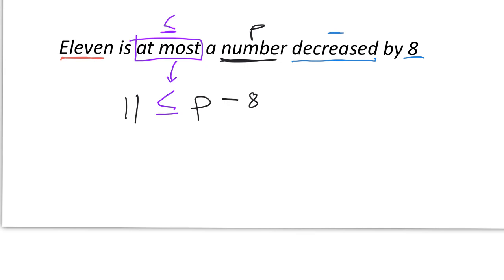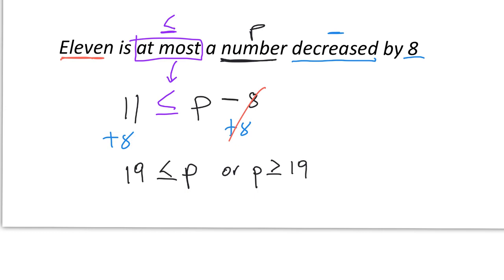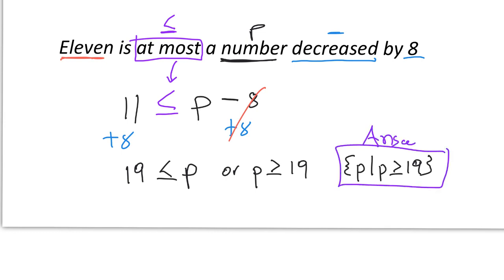So now you can solve. We can add 8 to both sides. You can cancel the 8s. So you have 19, bring down the inequality, less than or equal to p. Or you can say p is greater than, you have to switch the inequality if you switch your answer, greater than or equal to 19. And the set notation will be p such that p is greater than or equal to 19. So that's my answer in set notation. We got our inequality, 11 is less than or equal to p minus 8, and we solved.